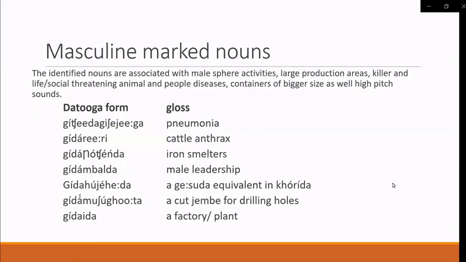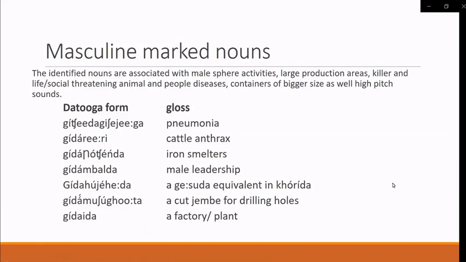As examples, generally, we have diseases like pneumonia and cattle anthrax; people include iron smelters; abstract nouns, the male readership; and containers, where we have a gesuda equivalent. This is a container in the women's room where urine and some other things are kept. Tools include a cut jembe for drilling holes, and then we have a factory. So in general, this gida prefix is associated with nouns of male sphere activities, large production areas, killer and life-threatening animal and people diseases, containers of bigger size, as well as high pitch sounds.